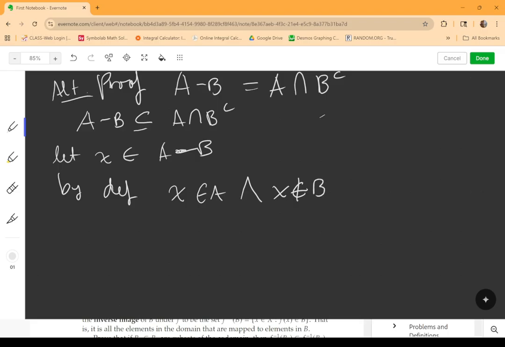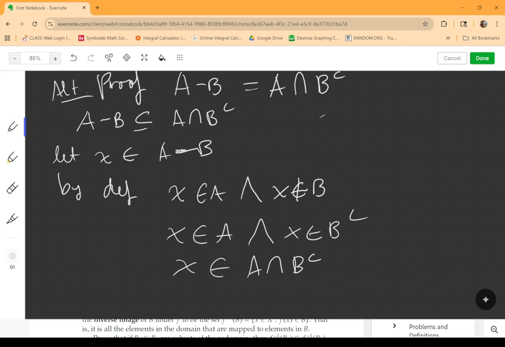Furthermore, if it's not in B, by the definition of a complement, we can say X is an element of A and X is an element of B complement. Our conjunction here tells us that if both of these have to be true, then it has to be part of the intersection, so X must be in the intersection of A and B complement. Now this just shows that A minus B is a subset of the intersection.